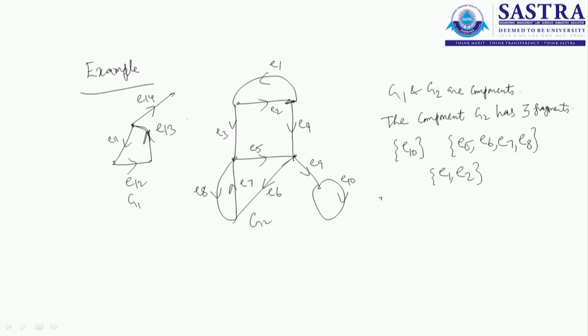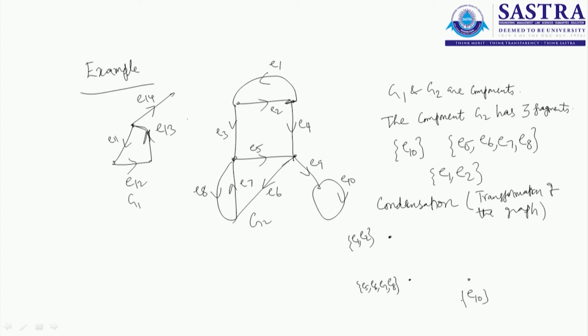And now using these three fragments, I can create another graph by condensation, called condensation. Okay, this is nothing but a transformation of the graph. So now what I do is I take E1, E2 as one vertex. I create each fragment as a vertex. The next one would be E5, E6, E7, E8, and the last one would be E10.